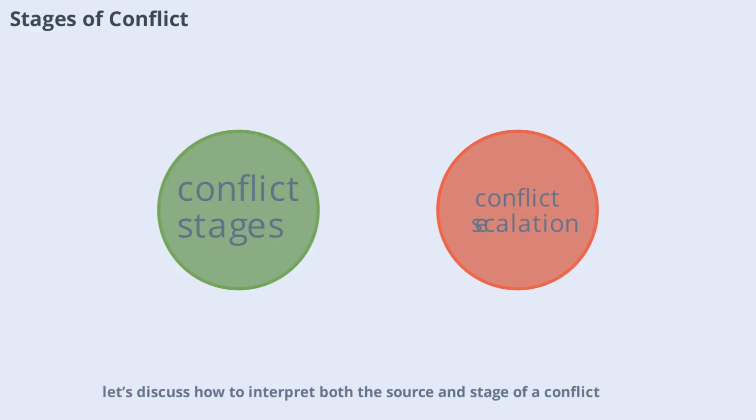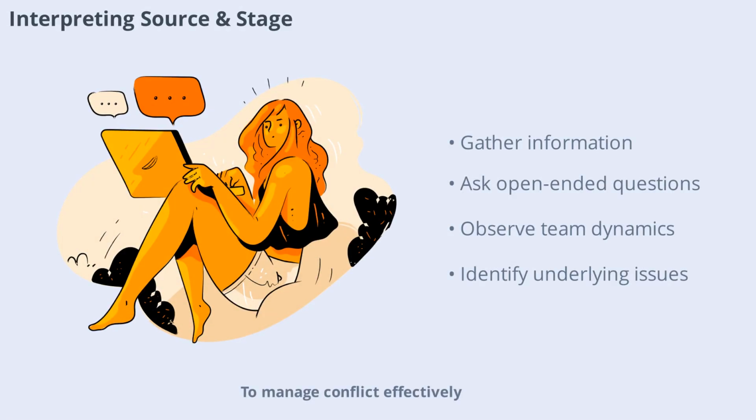Now, let's discuss how to interpret both the source and stage of a conflict. To manage conflict effectively, you must first interpret both its source and stage. Start by gathering information from all parties involved. Ask open-ended questions to understand perspectives and underlying issues. Observe team dynamics and listen for emotional cues. Determine whether the conflict is about resources, personalities, or processes, and assess how far it has progressed. This interpretation forms the foundation for choosing the right resolution approach.